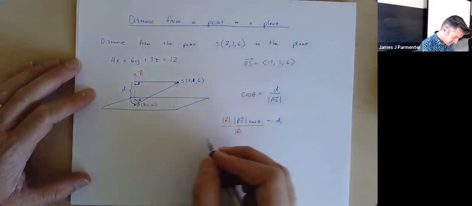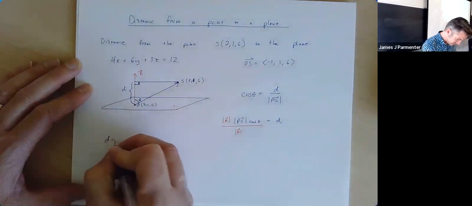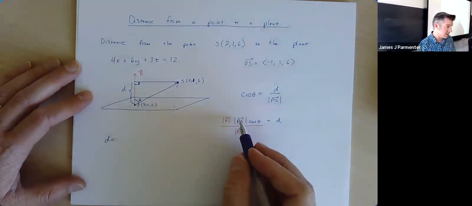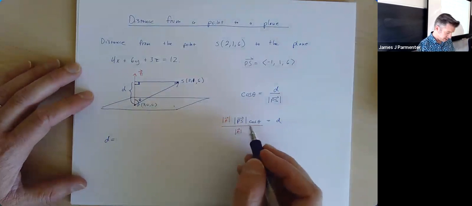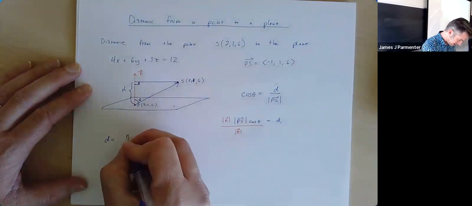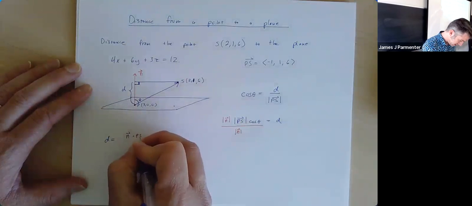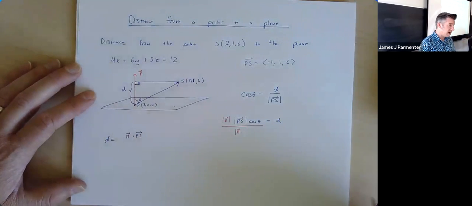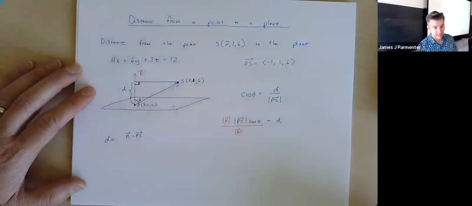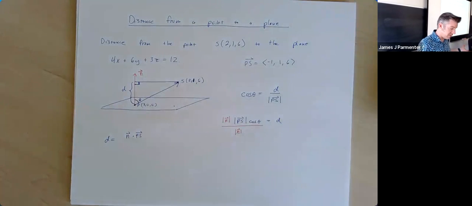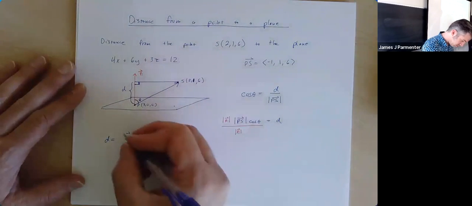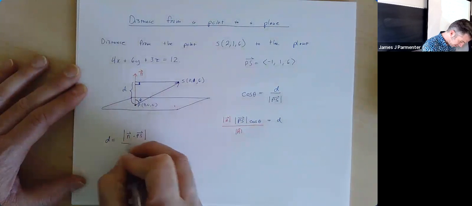And then we're going to get that D is equal to, well, that top part there is just the dot product of N and PS. It's N dotted with PS. But since we want our answer to be a positive value, we're going to take the absolute value of that, because sometimes the dot product can be negative if the angle between the two things is greater than 90, divided by the magnitude of N.